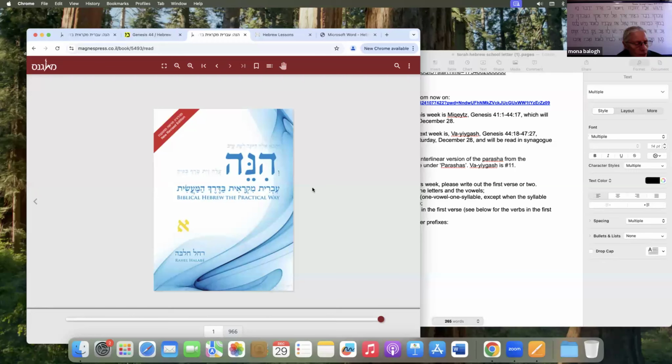Hine. All right, so we're going to do some grammar out of this book. This is called Hine. I purchased this online from Magnus Press, MAGNESPRESS.co.il. So in Magnus Press, you can order an online version of Hine, which is what I've done here. And that's what I'm going to be teaching grammar from. This is called Biblical Hebrew, the Practical Way. It's by Rachel Halabe. Wonderful book. And it is how to read Hebrew practically.